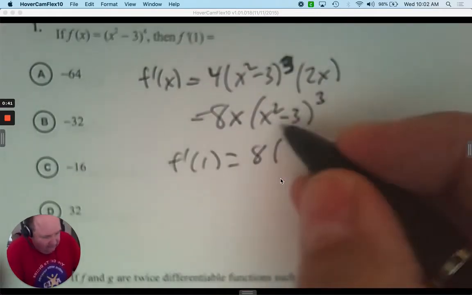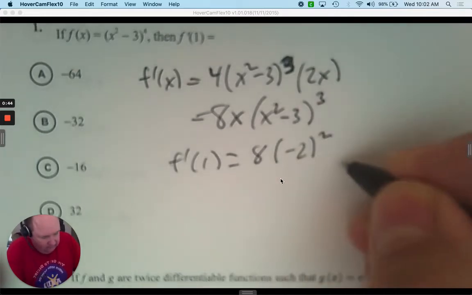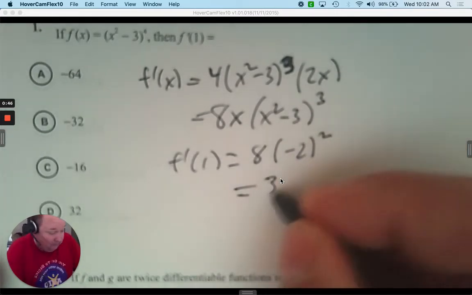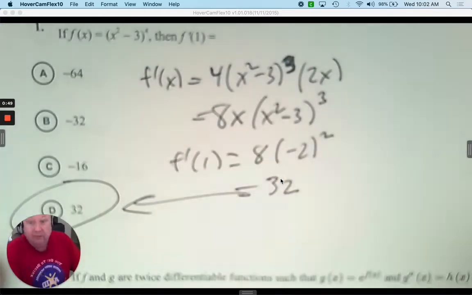So that's 8 times negative 2 cubed... I get 8 times 4, I get 32. And you have your answer.